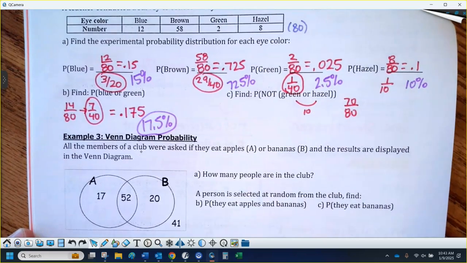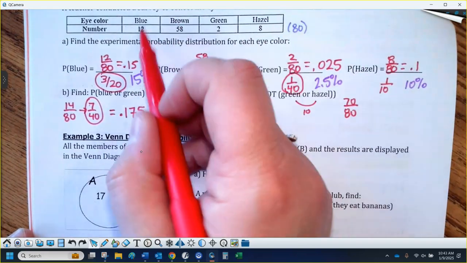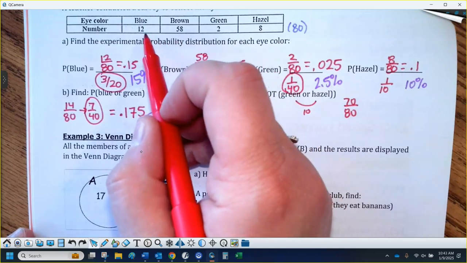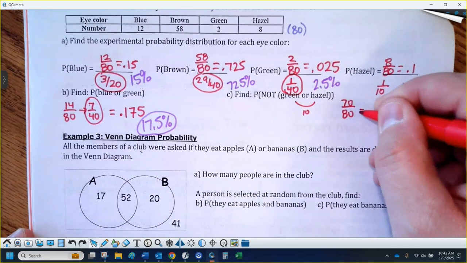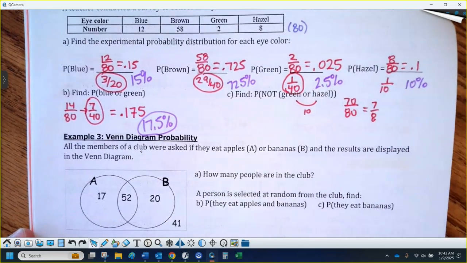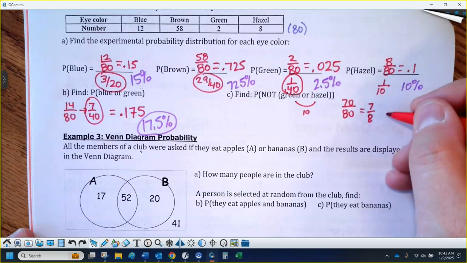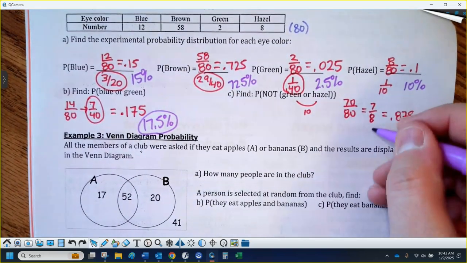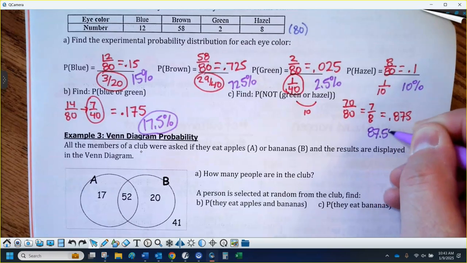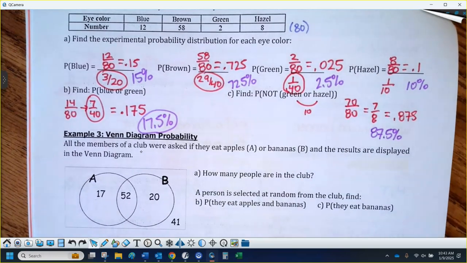The other thing you could do is take the other two colors that we have, blue and brown, and add those together, 12 and 58, and that would give you 70 out of 80 as well. This reduced to 7/8. That's a nice decimal. This is 0.875, or as a percentage, I feel like this is a little extra, but 87.5%. So most of the people in the class have either blue or brown eyes.